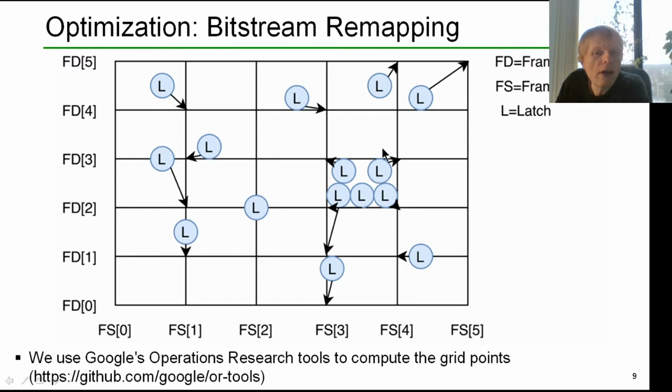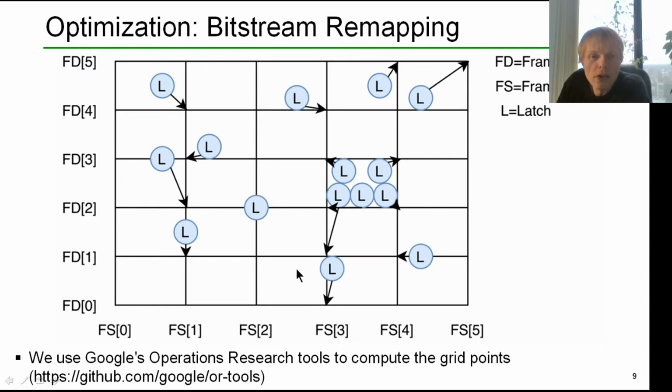And yes, there is a Google library that we use, from the operations research tools from Google, and our contribution here is mainly how to model it. So we model our grid points. These are, in the horizontal direction, our individual frame data bits. In the vertical direction we have our individual frame strobe signals, and these cross points here are our grid points. Then we have our fabric where we have our latches, and we connect which latch will actually be connected to which grid point.